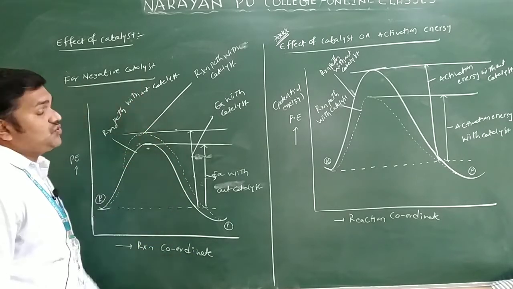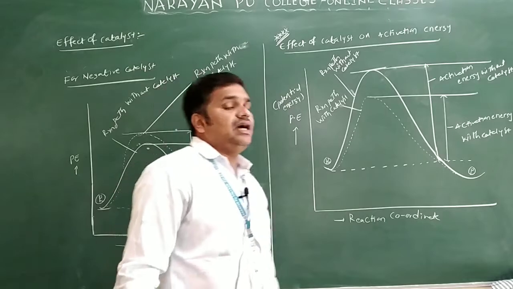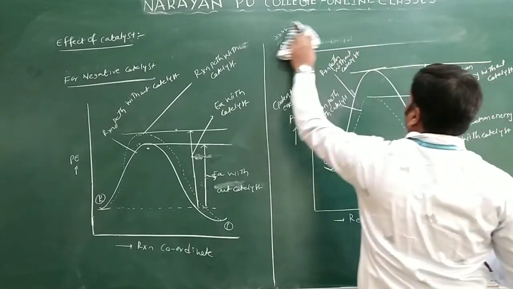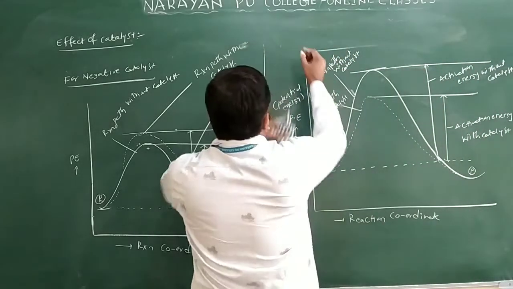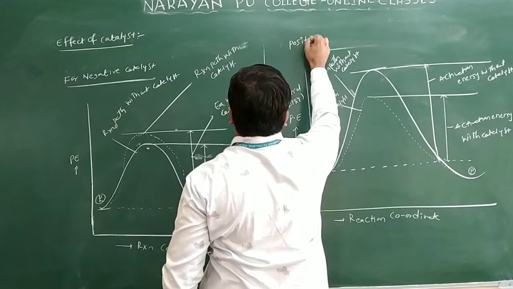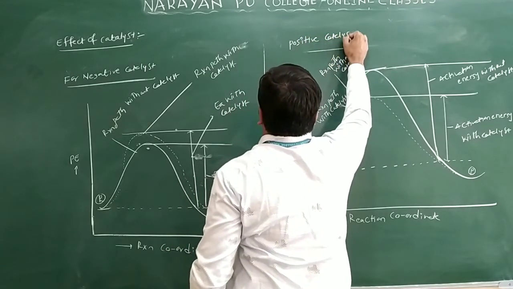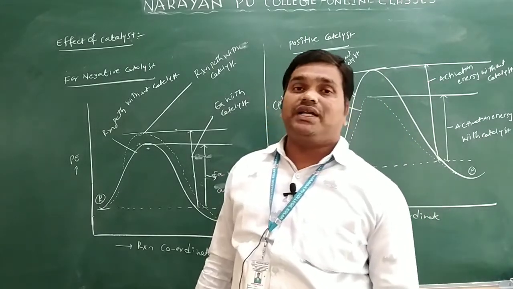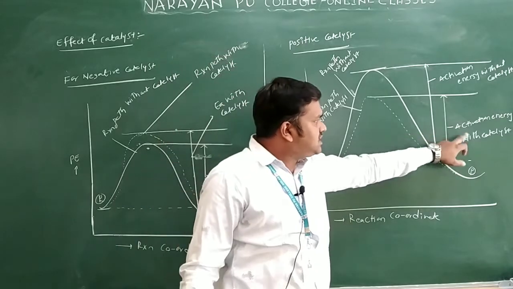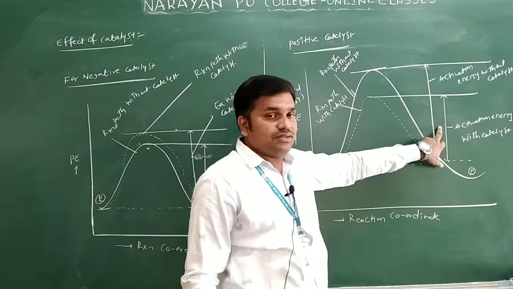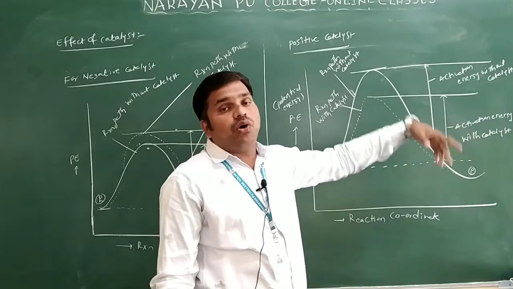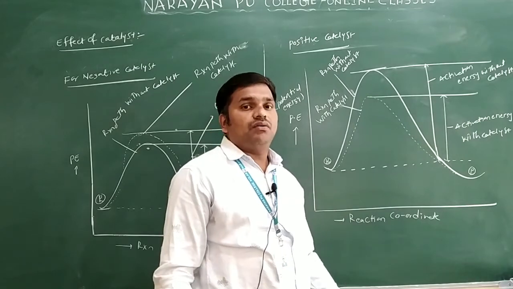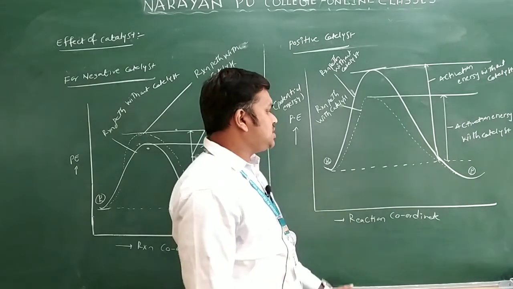So this is the diagram for my negative catalyst. If you want to draw this for the positive catalyst, I can draw it again. So this is for my positive catalyst. Clear? A positive catalyst always increases the rate of reaction by decreasing what? The activation energy. The activation energy is decreased in the presence of the catalyst. In the absence of catalyst, activation energy is more. In the presence of catalyst, activation energy is less. So the activation energy decreases, thereby the rate of reaction increases. So this is regarding the catalyst.